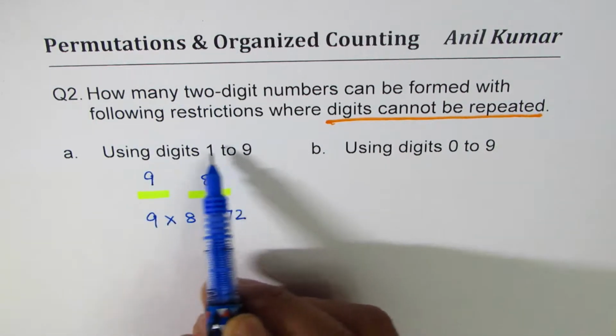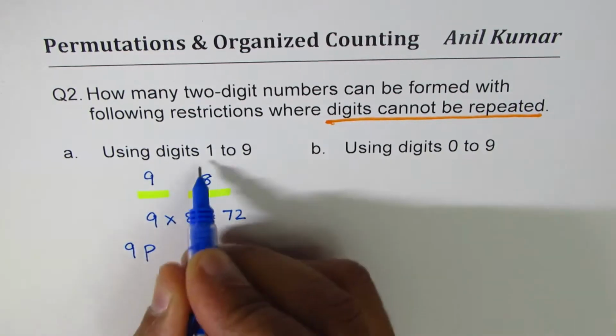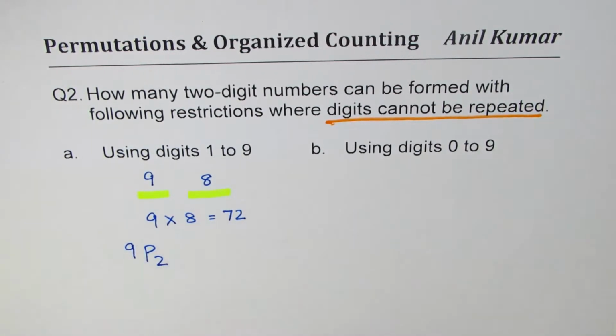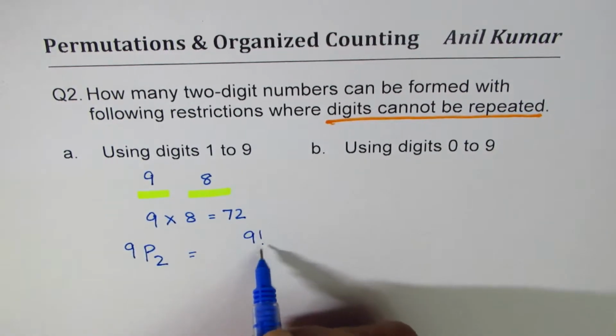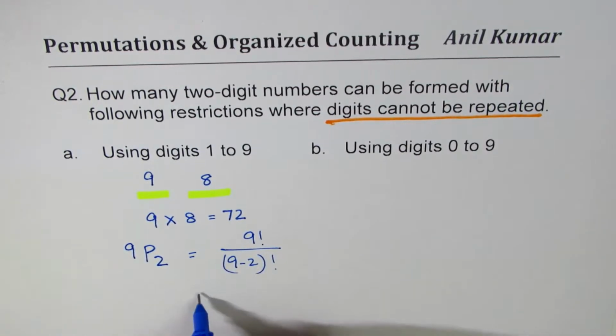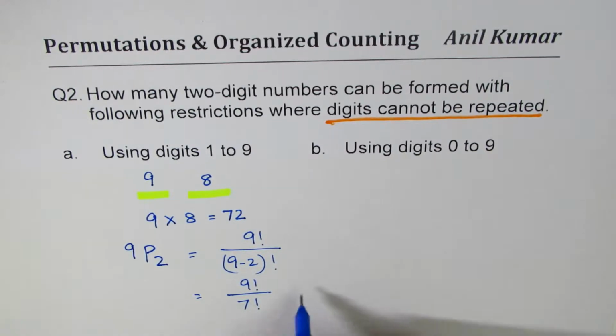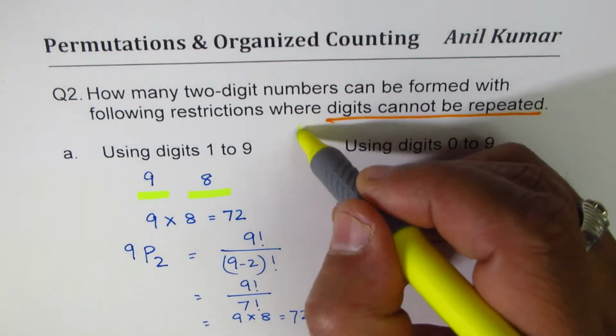Now, with permutations also you can do it. We have 9 numbers, and we have to select 2. 9P2 is the solution. 9P2 means 9 factorial divided by (9 minus 2) factorial, which is 9 factorial divided by 7 factorial, which is the same as 9 times 8, which is 72. Is it okay? So that is how you can do it. Now let's do part B.